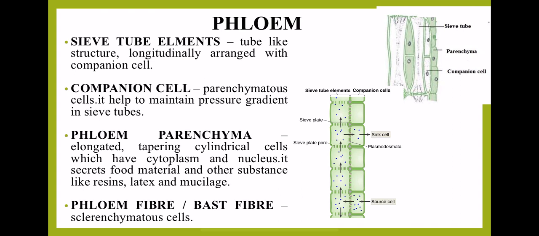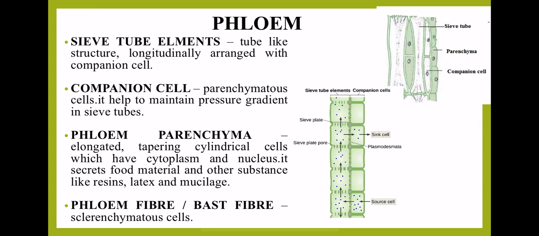Next is phloem. Phloem is also a type of complex tissue, and it is composed of four cells: sieve tube elements, companion cells, phloem parenchyma and phloem fibres. Sieve tube elements are tube-like structures longitudinally arranged with companion cells. Companion cells are parenchymatous cells that help to maintain the pressure gradient in the tubes. Tube elements lack a nucleus at maturity, so the functions of tube elements are performed by the companion cells, because the nucleus present in the companion cells controls the function of tube elements.